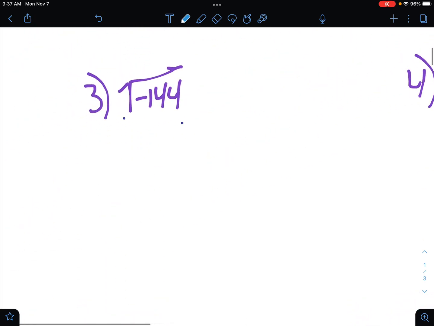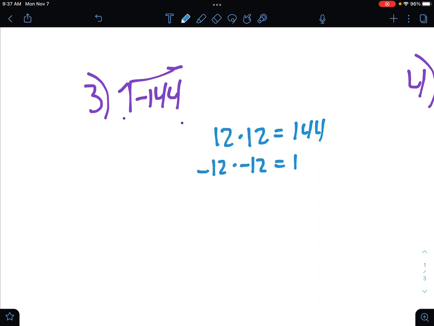Now I want you to try this one in your calculator. What is the square root of negative 144? Did you get a domain error? No can do? Won't do it? Why is that? Because with a negative, what times what gives you negative 144? Well, positive 12 times positive 12 gives you a positive 144. Negative 12 times negative 12 gives you a positive 144. The only way to get that negative is a negative times a positive, but those aren't the same thing. So you can't take the square root of a negative.